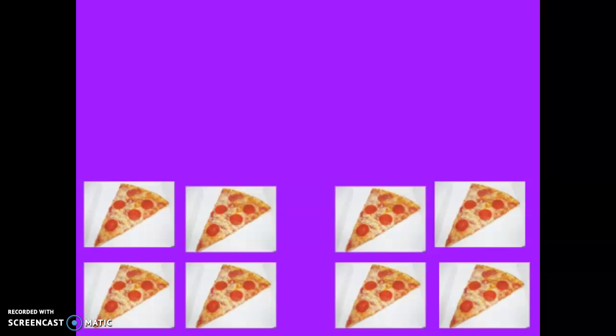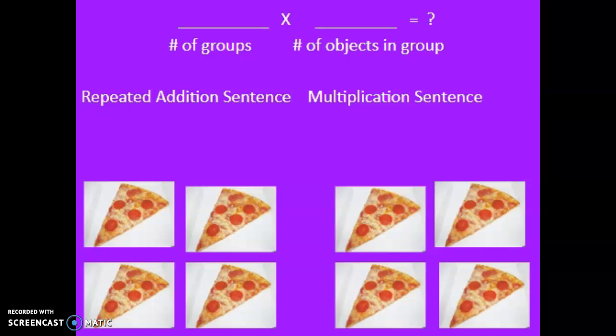So again, I want you to look at this picture. I want you to pause the video and kind of decide what you think the possible question might be here. So I hope you said that more than likely they're wanting to know how many pepperonis are on this slice of pizza. So I'm just going to look at this pizza and I'm going to count 1, 2, 3, 4, 5. So there's 5 pepperonis in each group.